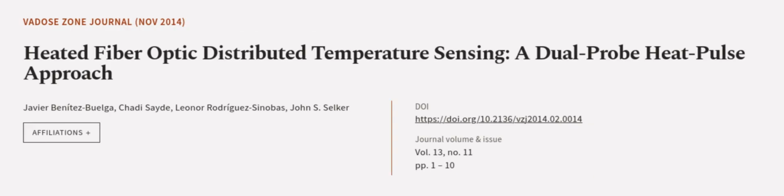Further research is required to develop more accurate models for quantifying the effects of soil type, cable spacing, and jacket configurations on accuracy. This article was authored by Javier Benítez-Buelga, Chadi Sayde, Leonor Rodríguez-Sinobas, and others.